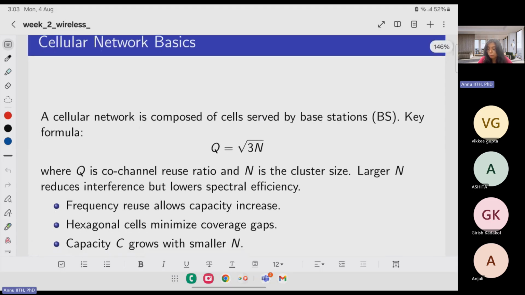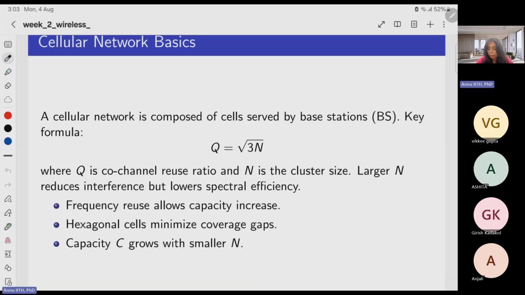A cellular network is composed of cells served by a base station. If you have an area that is divided into hexagonal cells, as in the lectures, each is served by a particular base station. The base station is nothing but a tower. The key formula is Q equals root over 3N, where Q is the co-channel reuse ratio and N is the cluster size.